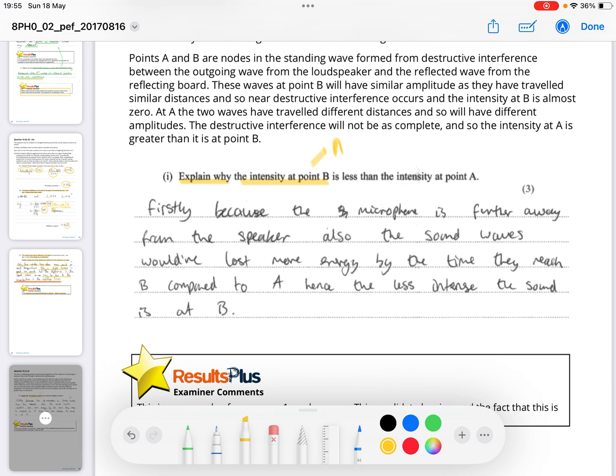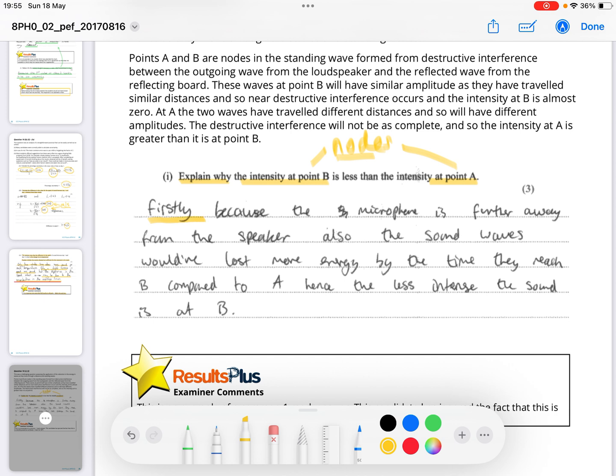This is a node because the sound wave is reflecting off the hard surface, coming back and creating a pattern of nodes and antinodes. Both at point A and point B, you've got nodes. But they're of different intensity, and they want you to explain why both these nodes are not the same intensity. Well, one is closer to the loudspeaker. The microphone is closer to the loudspeaker.